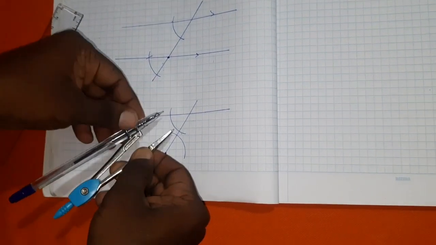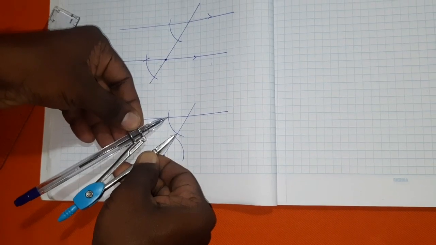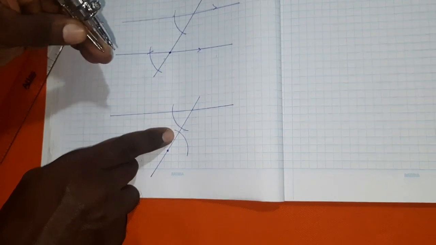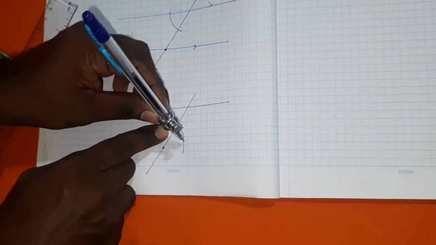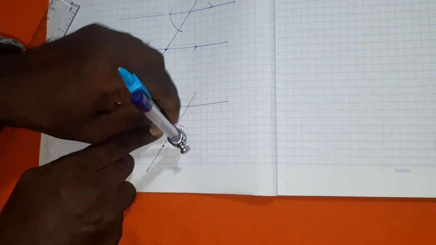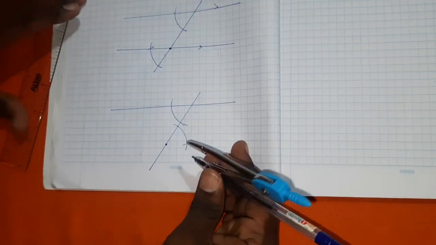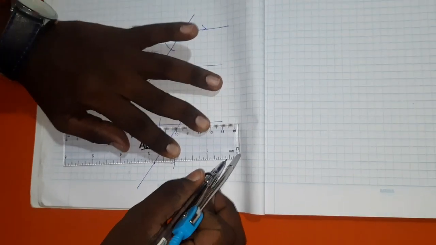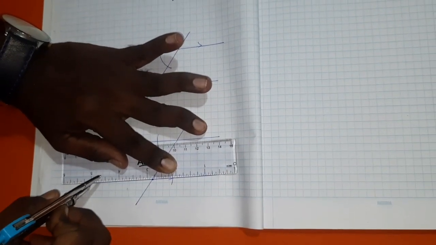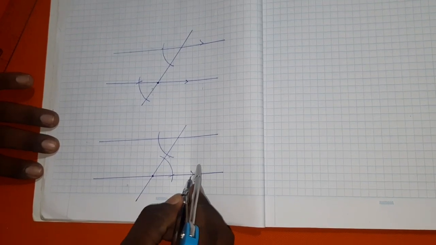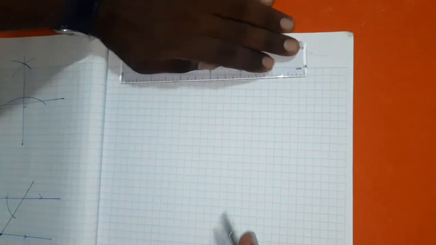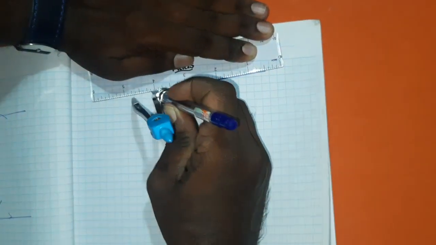Thereafter again we have to measure the arc length and keep the compass on the straight line where it intersects the other arc, then intersect the arc. Thereafter again you can join the point and the intersected point, so it will give you a parallel straight line. So this method is known as the alternate angle method. I hope this method would be easier than all those.